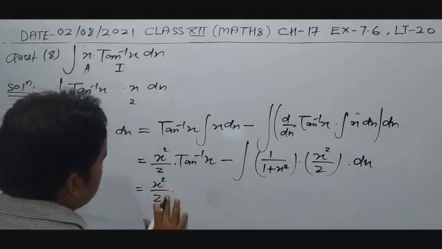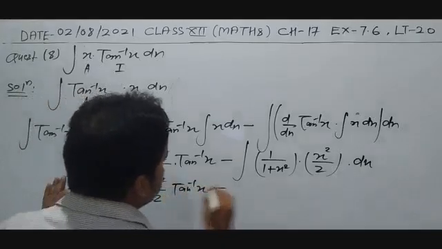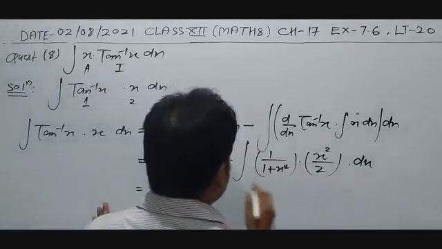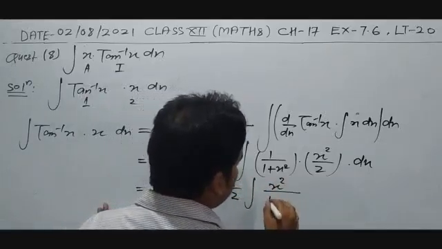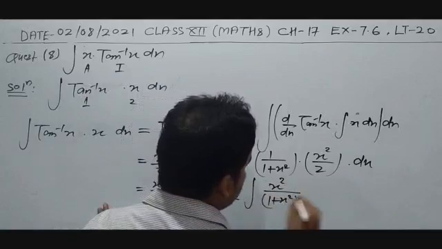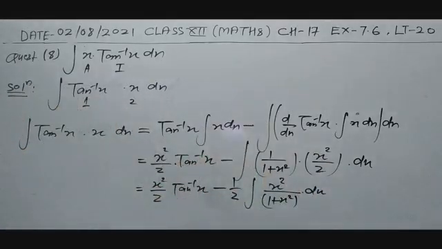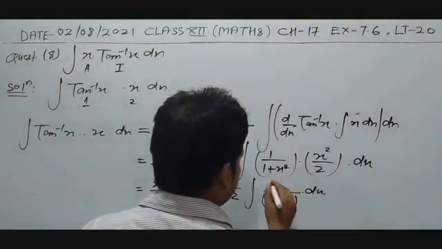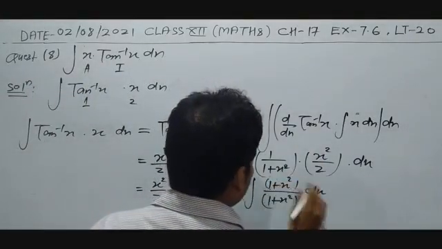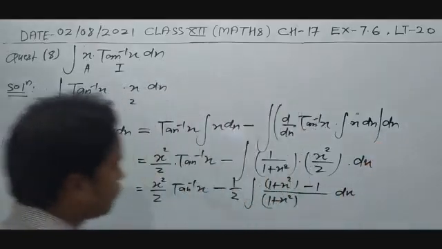Now x square by 2 tan inverse x minus 1 by 2, which is outside the integration, and the result will be x square upon 1 plus x square that we have to integrate. So now x square upon 1 plus x square, you can write as 1 plus x square minus 1, whole upon 1 plus x square, dx.